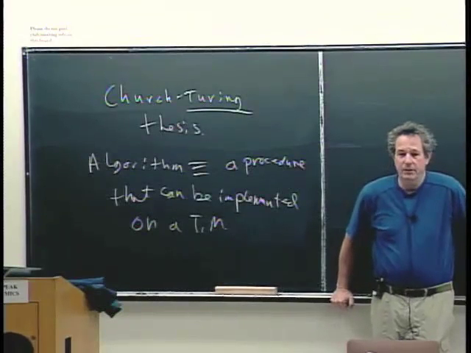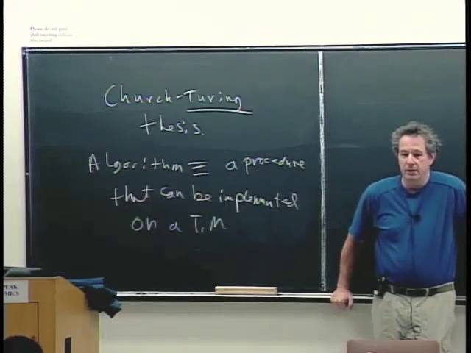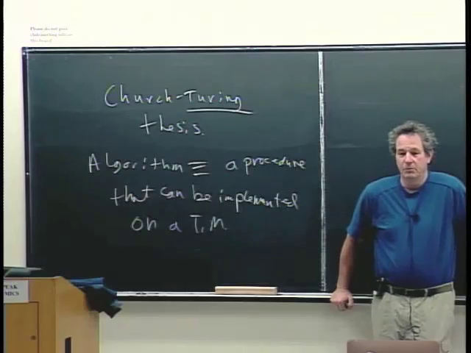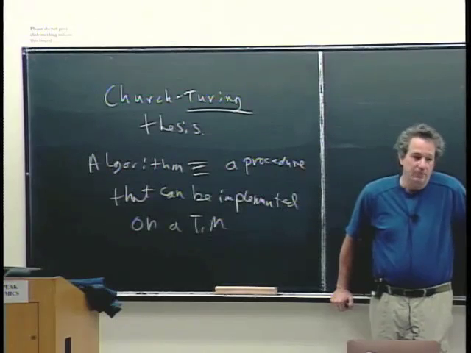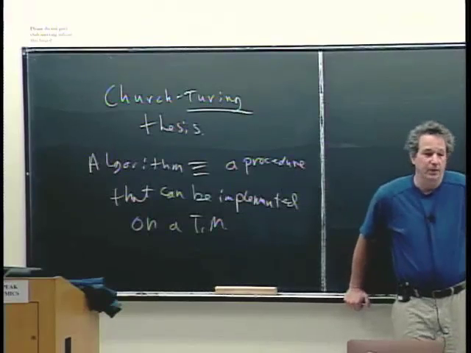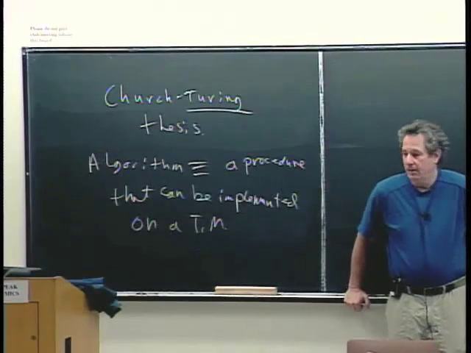Any questions about that? And why do we want this? Because we want to reason about algorithms. If we don't have a clear definition of what an algorithm is, then we can't really prove things about what is doable by an algorithm, what's not doable by an algorithm, how many resources it takes to do something by an algorithm, and so on.